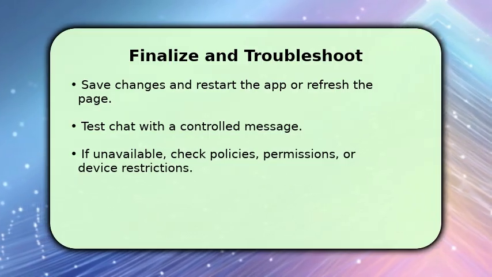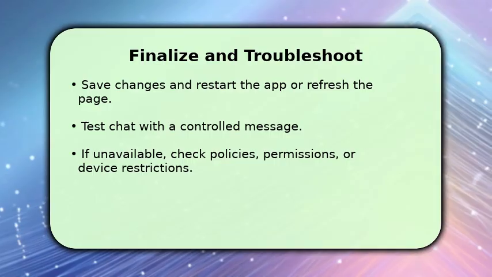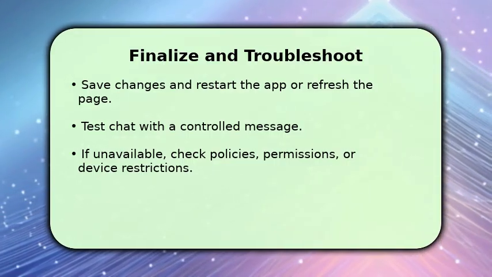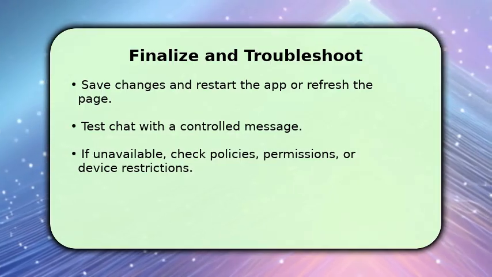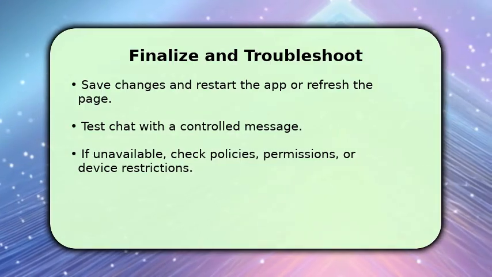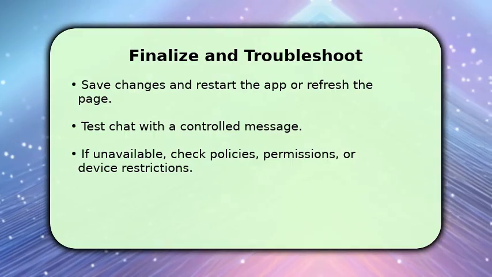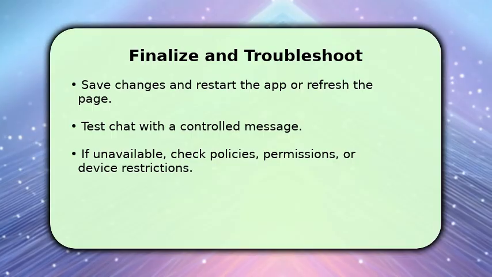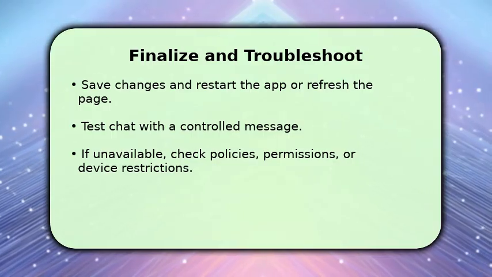If the option is grayed out or reverts, make sure device-level restrictions, family management tools, or organizational policies aren't enforcing it. One troubleshooting tip: check any linked parent, school, or enterprise account for enforced controls and remove or adjust that higher-level restriction before retrying the toggle.